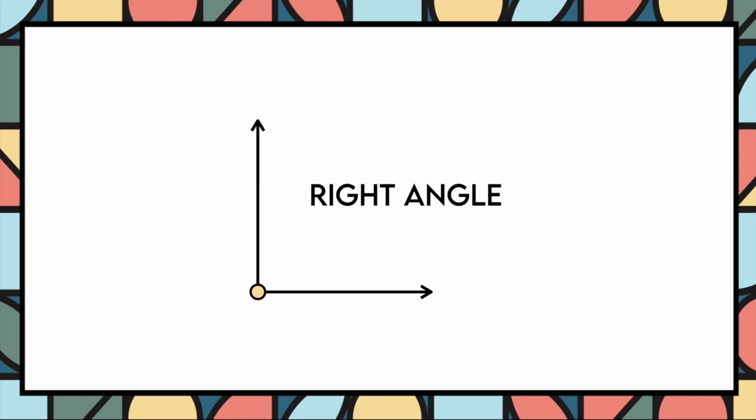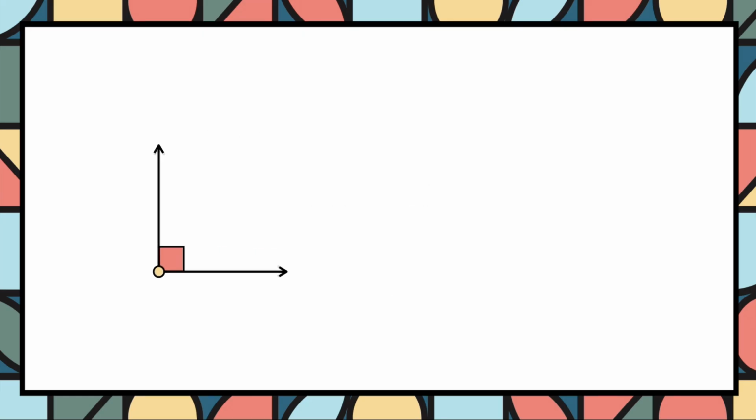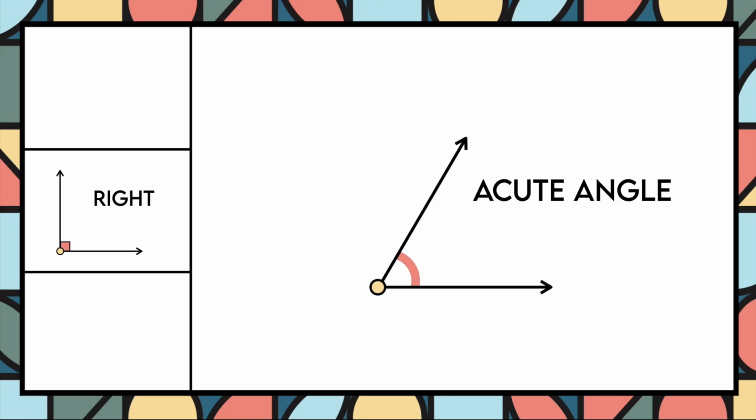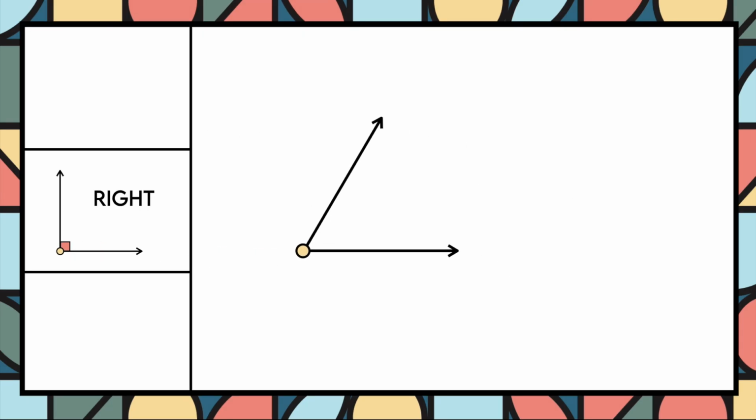This is a right angle. The rays form a square corner. If you see a little square in the vertex, it means it's a right angle. This is an acute angle. It's smaller than a right angle.